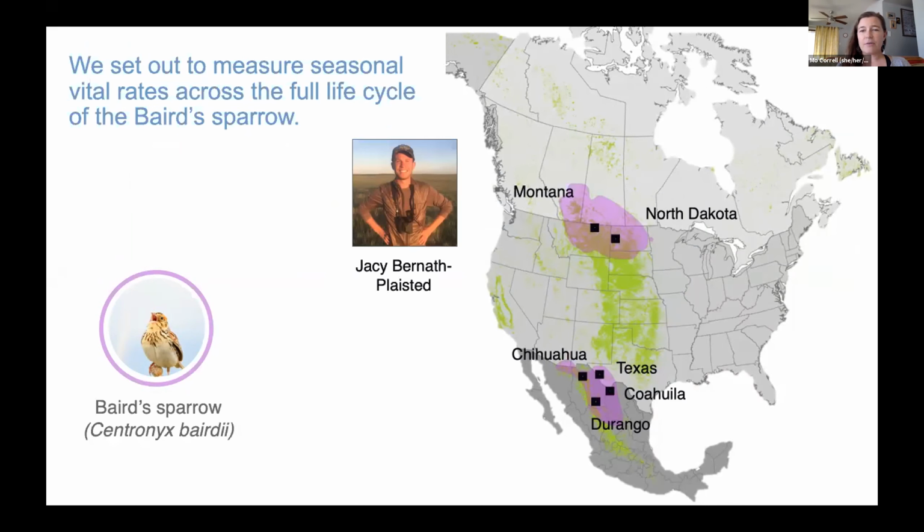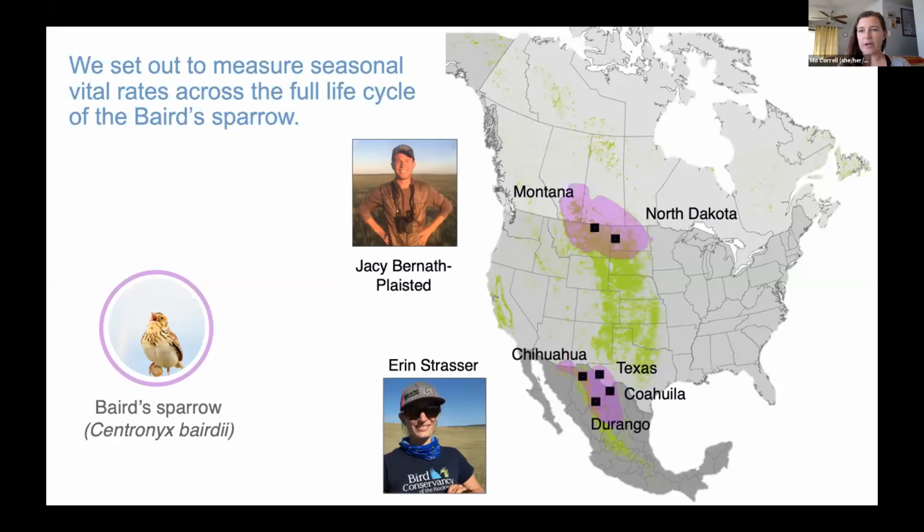The data collection for our breeding season work was headed up by J.C. Bernath Plaisted, who was formerly with Bird Conservancy as an avian ecologist, but is now at the University of Wisconsin-Madison working on his PhD. All of our data collection on the wintering grounds was headed up by Aaron Strasser, who is an avian ecologist with Bird Conservancy, has been working down on the wintering grounds since 2012.